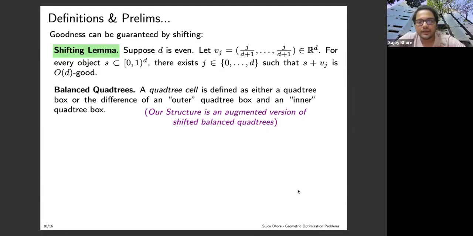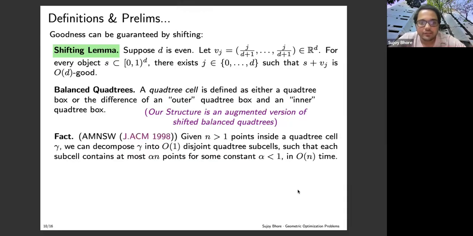So a quadtree cell is defined as either a quadtree box or the difference of an outer quadtree box and an inner quadtree box. So our broad goal is to generate a structure which is some sort of an augmented version of the shifted balanced quadtrees. There is an old result from 1998 which says that if you have n points inside a quadtree cell, then we can decompose it into constant many disjoint quadtree subcells such that each subcell contains at most alpha n points, for some constant alpha less than 1, in order n time.